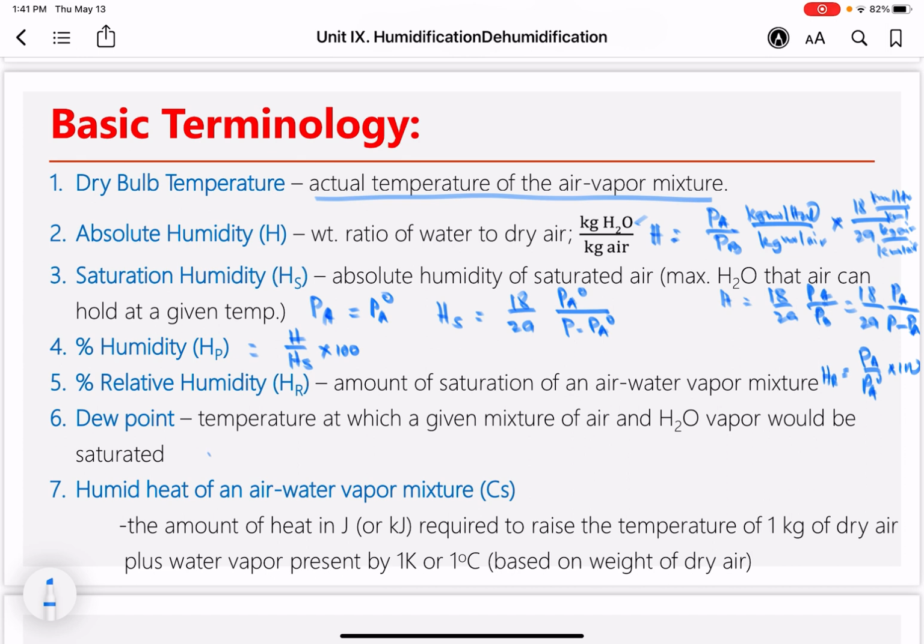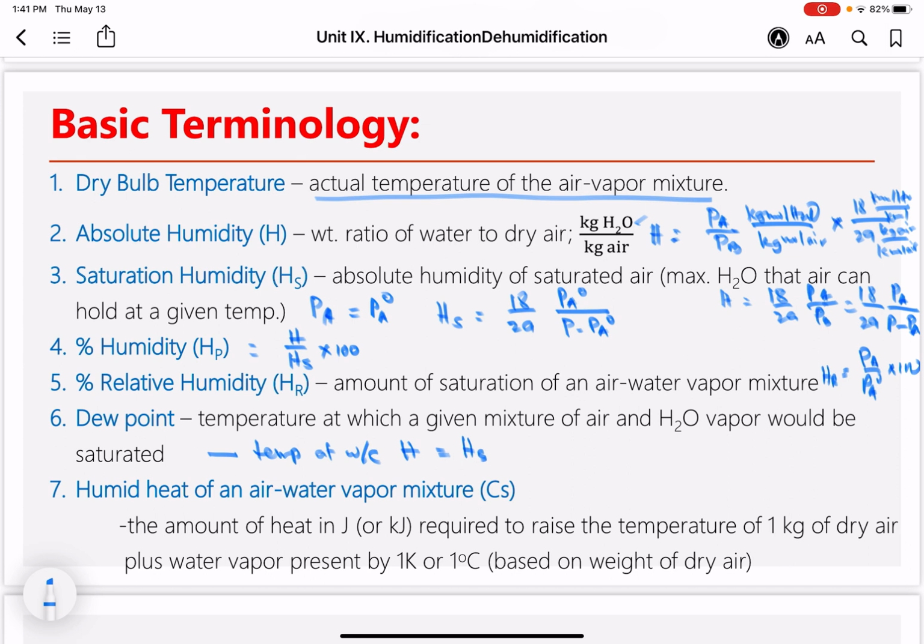Dew point is the temperature at which a given mixture of air and water vapor would be saturated. It is actually the temperature at which your H is equal to your HS, or your absolute humidity is equivalent to your saturation humidity.